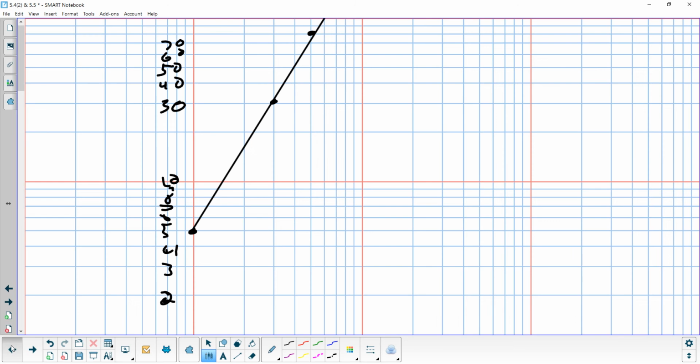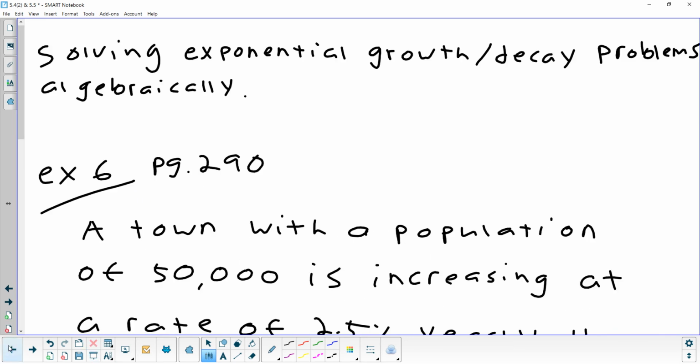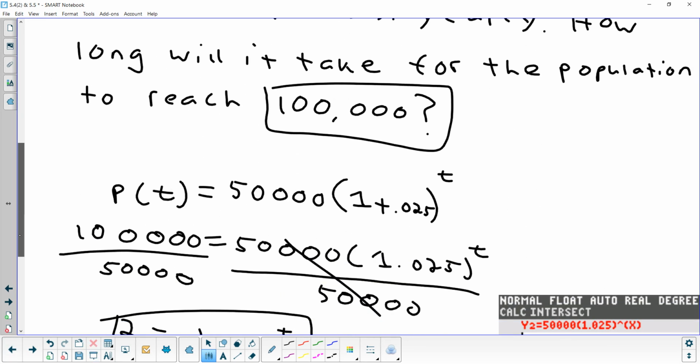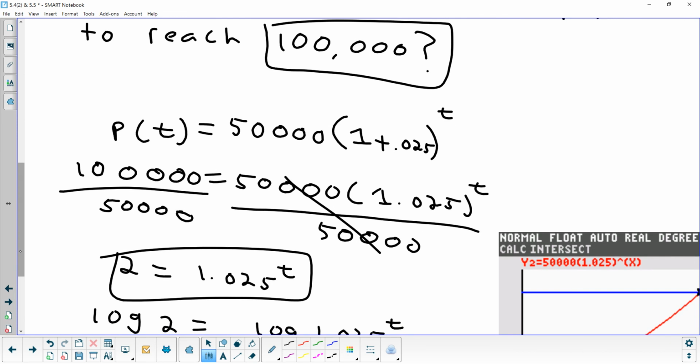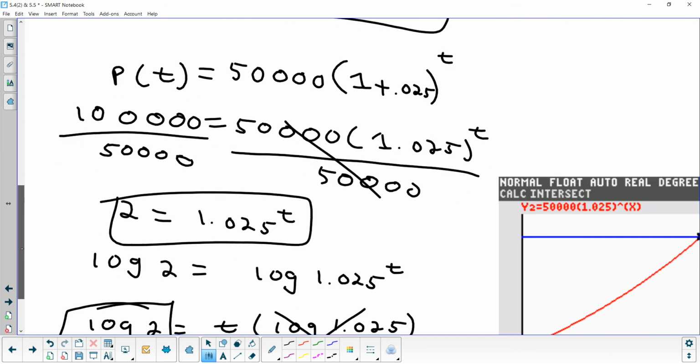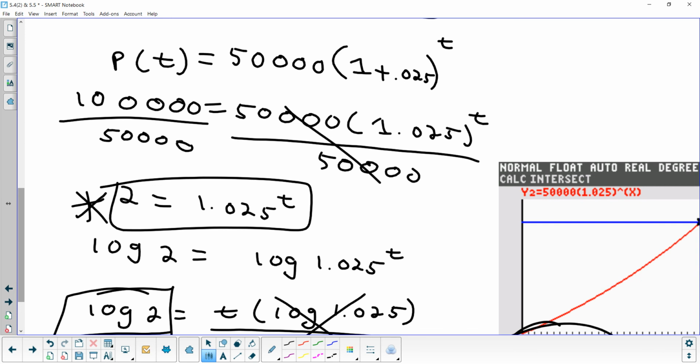If we go back to the problem that I had you guys solve algebraically, right here. One thing you could have done at this step was to try to change your equation from exponential to log form. The reason I didn't have you do that is because you would have ended up with something like this.